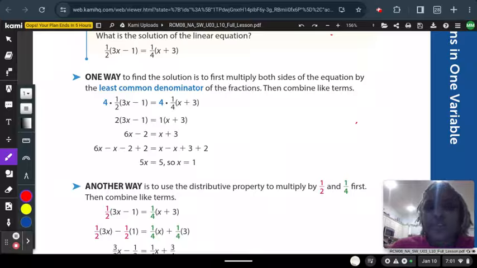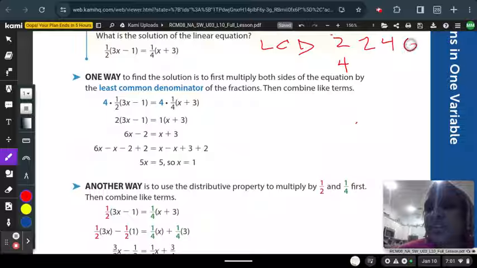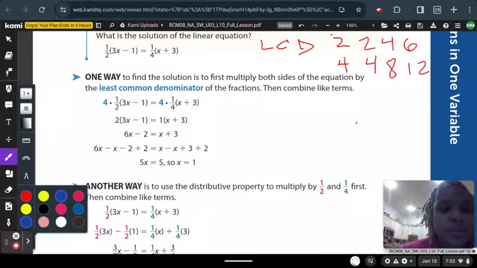So the two fractions in the problem are 1/2 and 1/4. We're going to look at only the denominators because we want to find the least common denominator. So we look at the number 2 and the number 4. We list the multiples of 2: 2 times 1 is 2, 2 times 2 is 4, 2 times 3 is 6. Then we list the multiples of 4: 4 times 1 is 4, 4 times 2 is 8, and 4 times 3 is 12. Once you list the multiples, you look at the smallest number that they both have in common. The number they both have in common is 4.